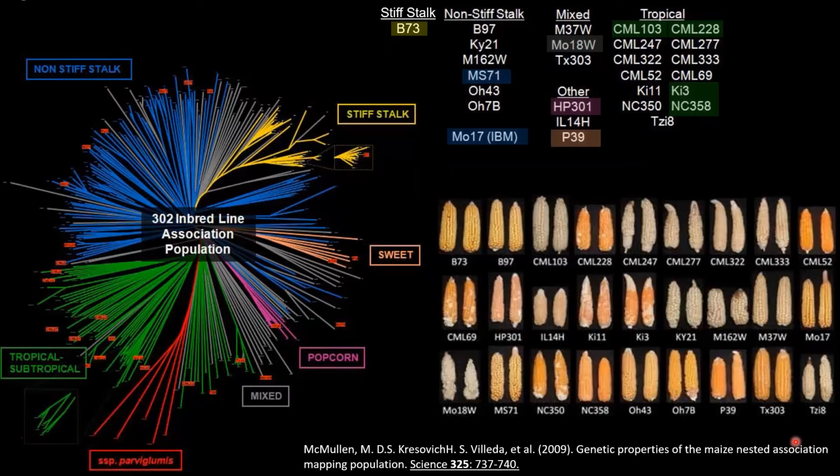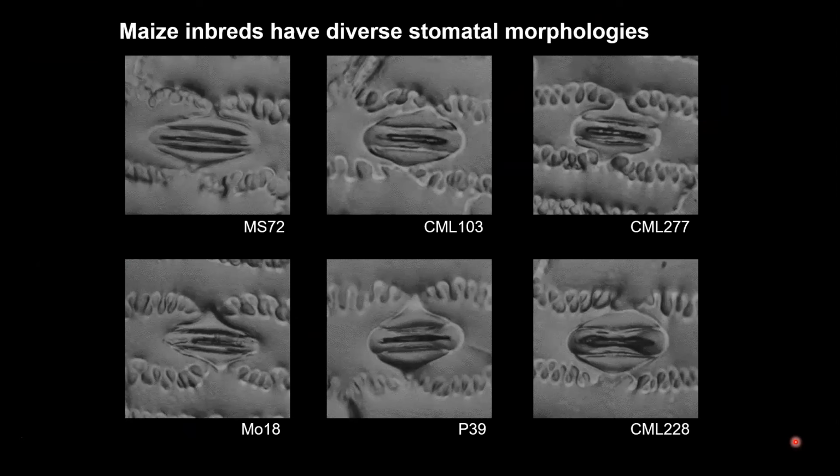So what we're doing with these lines is we're actually looking at the stomates and asking questions about their morphology, their density, how they look different from one another, and also asking questions about how quickly or slowly the stomata can close. And from this, maybe we can get some insight into what makes a stomate close quickly versus open quickly.